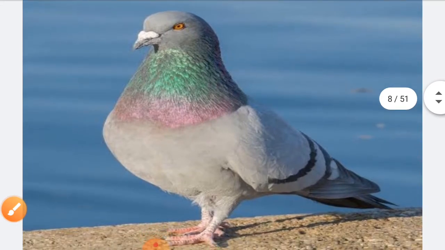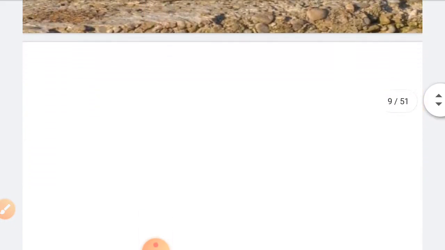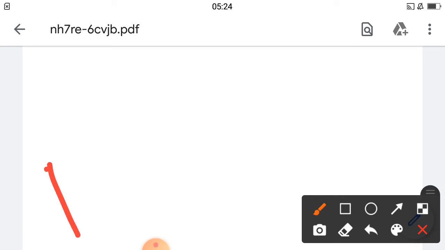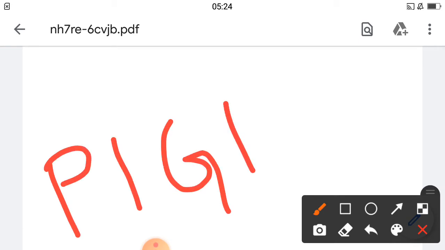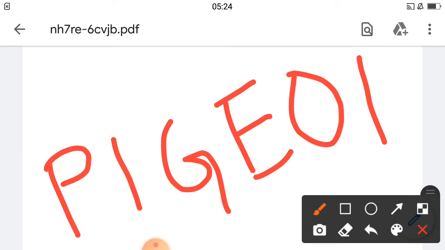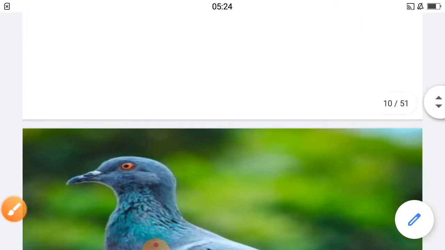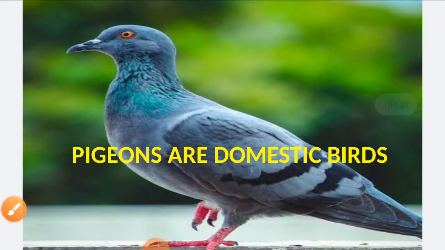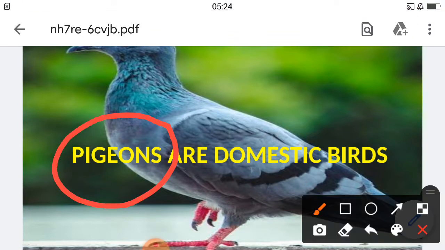Now, what do you see in this image? This is also a common bird. This is pigeon. P-I-G-E-O-N, pigeon. So, please repeat this sentence. Pigeons are domestic birds. So, do remember the name pigeon.